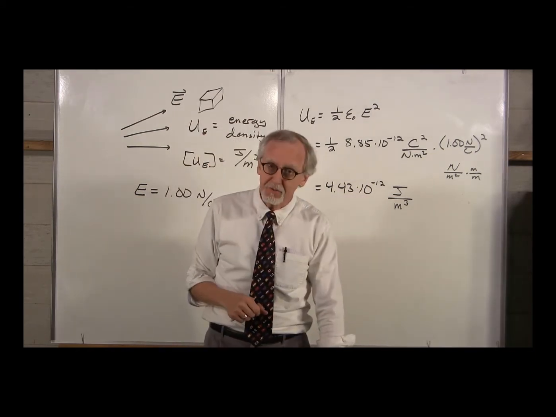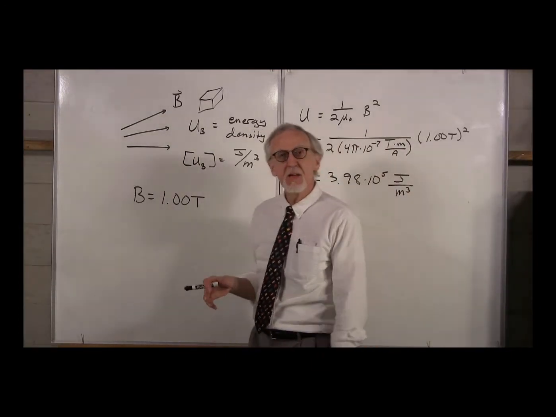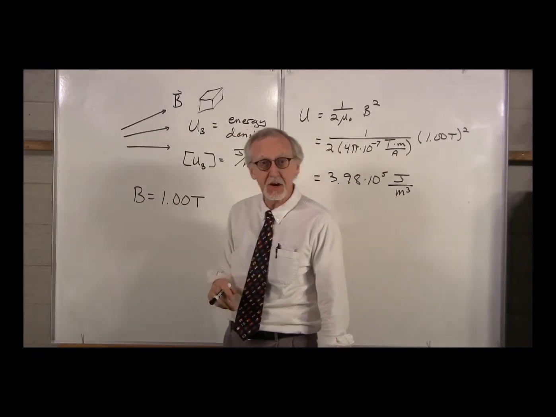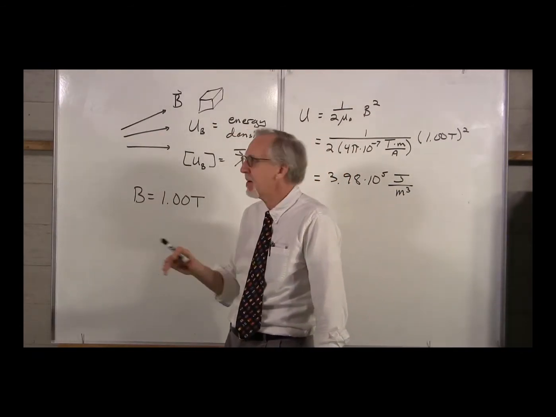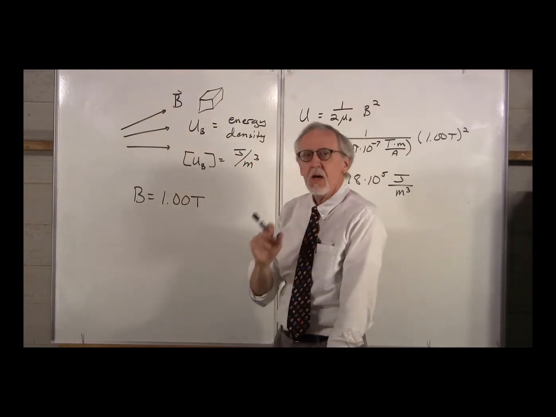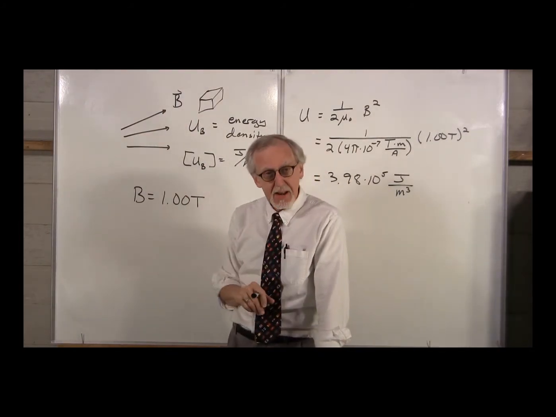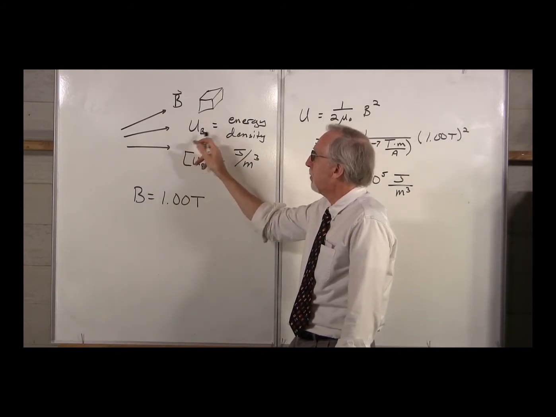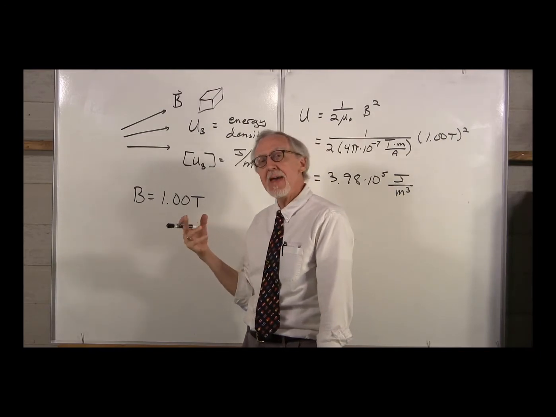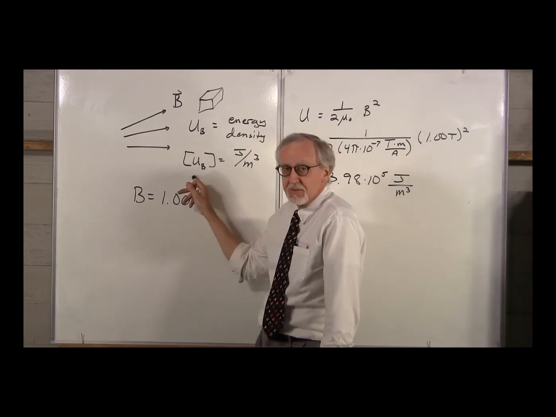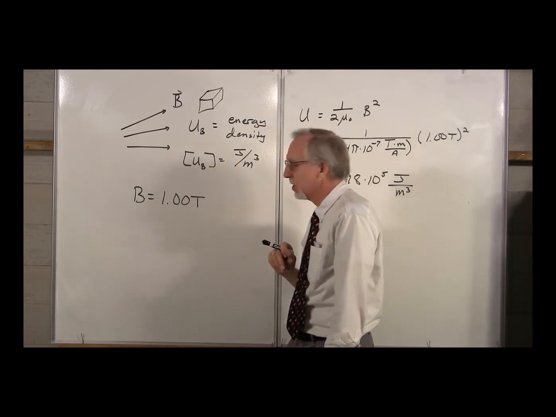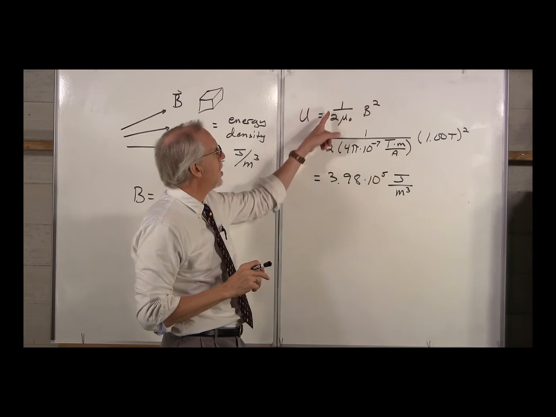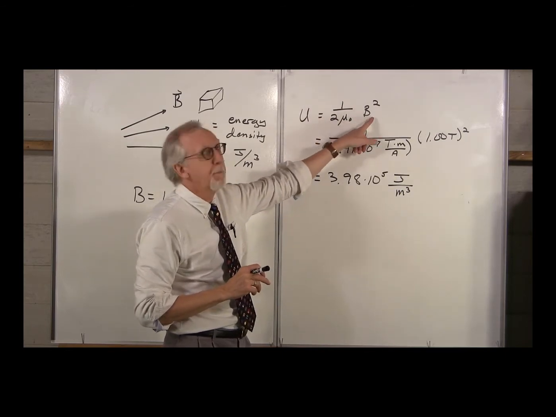Great. What about the magnetic field? Now let's imagine we have a magnetic field, and maybe this magnetic field is created by a magnet or something like that down there. Again, that doesn't matter. Let's just imagine we've got some magnetic field. There is energy stored in the magnetic field. We have an energy density, which we'll write as U sub B, which is the energy density in the magnetic field. And again, the units of U sub B are joules per cubic meter. And the amount of energy stored in the magnetic field is 1 over 2 mu naught B squared.